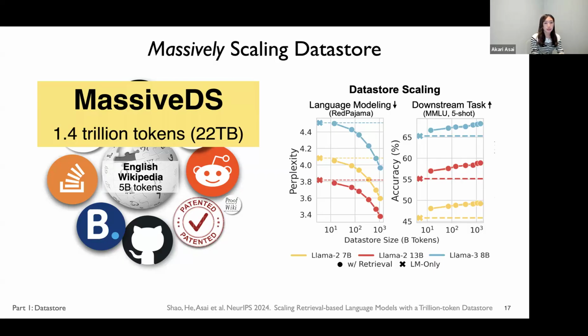There are many papers that simply use an existing production search engine API like Google Search to overcome the challenges of hosting a massive data store. But if we use those black box APIs, there are many new challenges. For example, we cannot reproduce the results, or those search APIs are primarily optimized for human users, and it's still unclear if those search systems are optimal for language model inference.